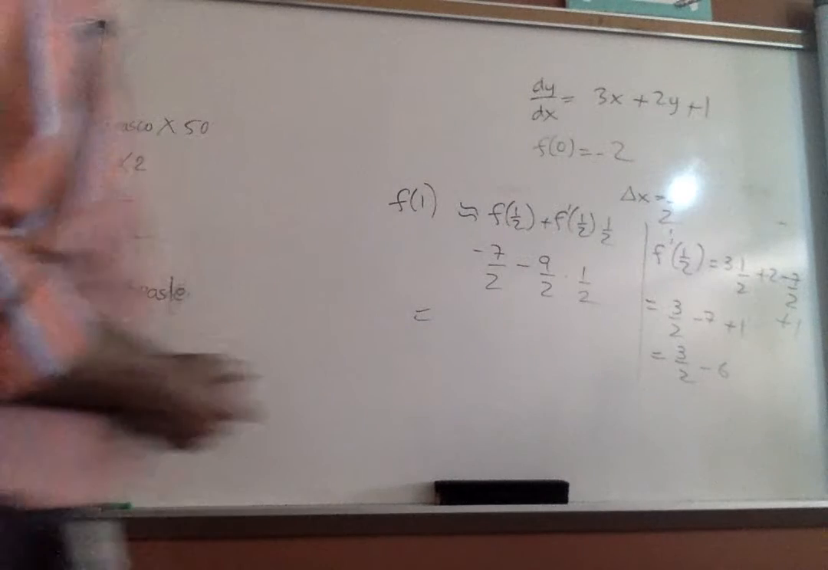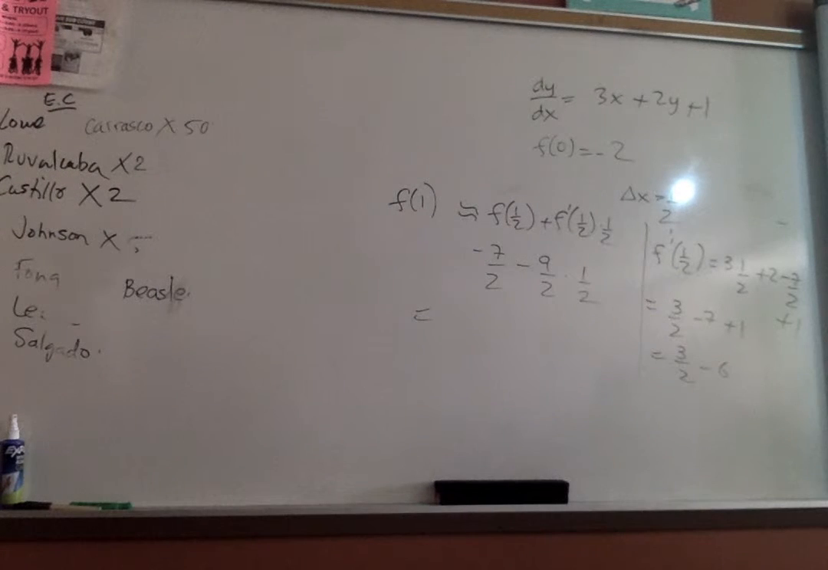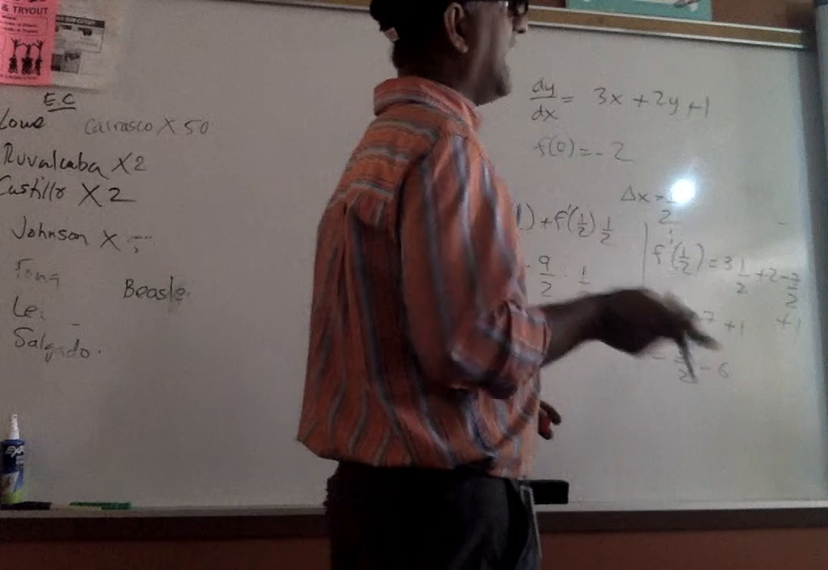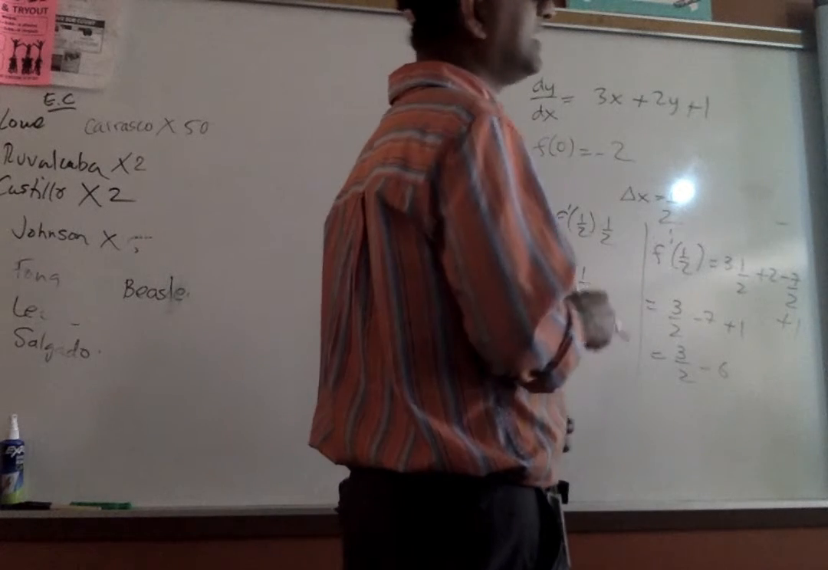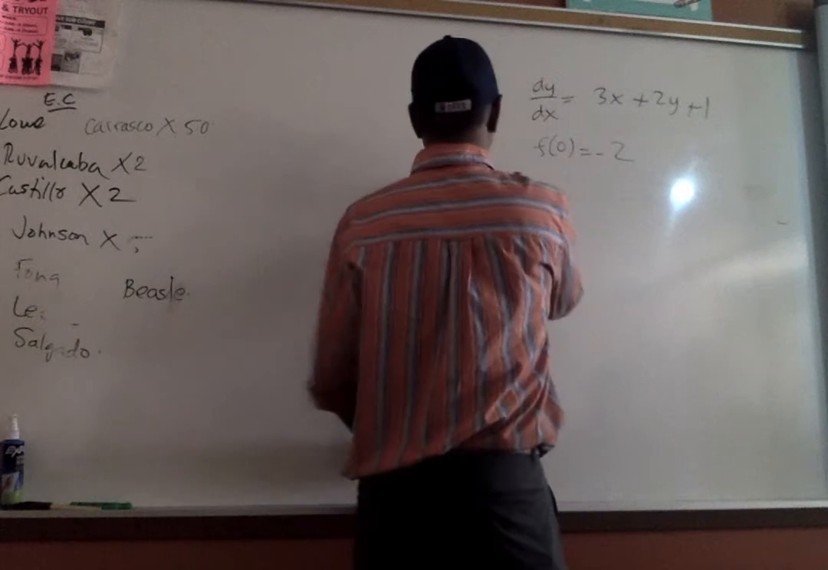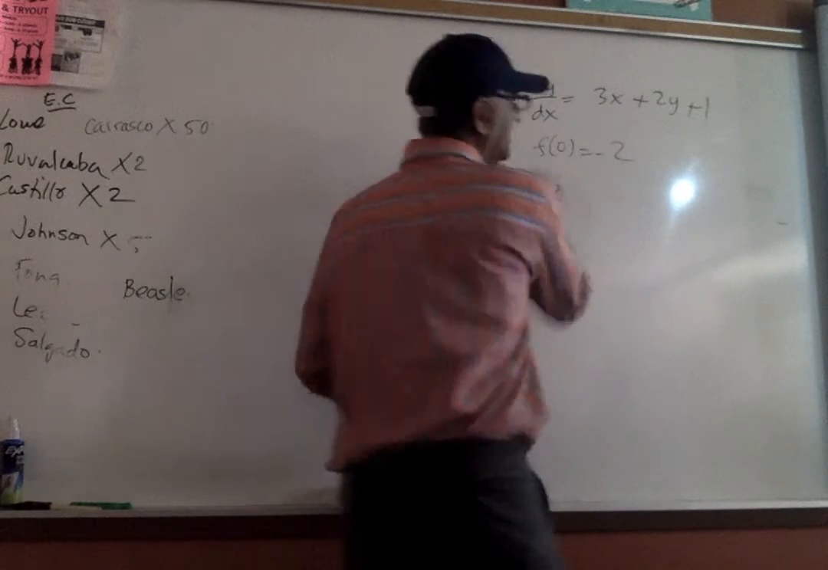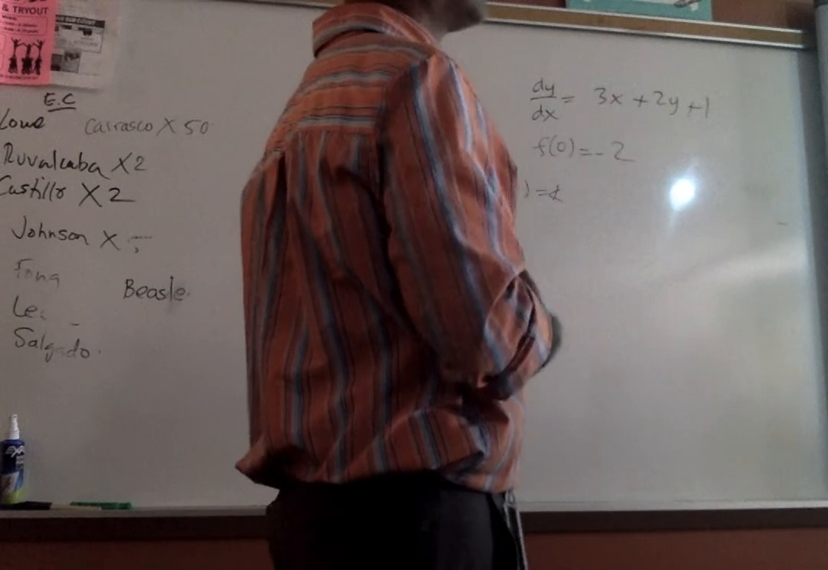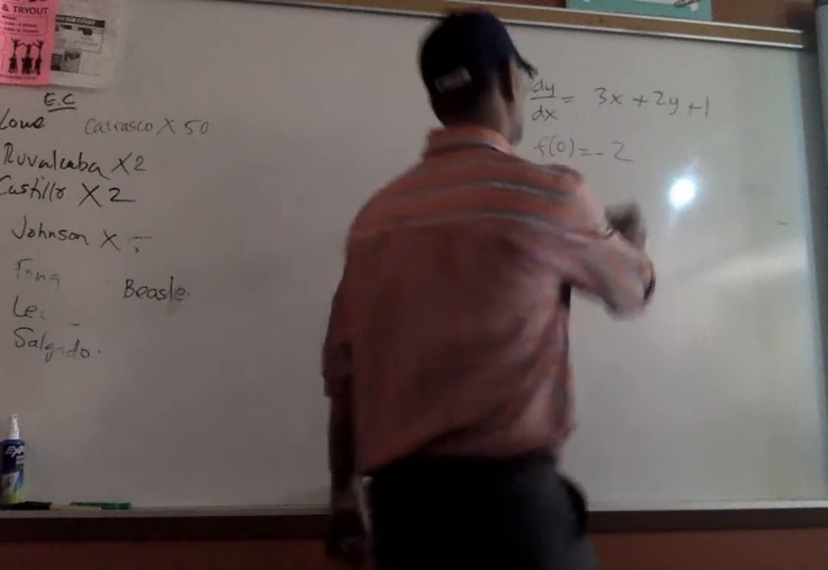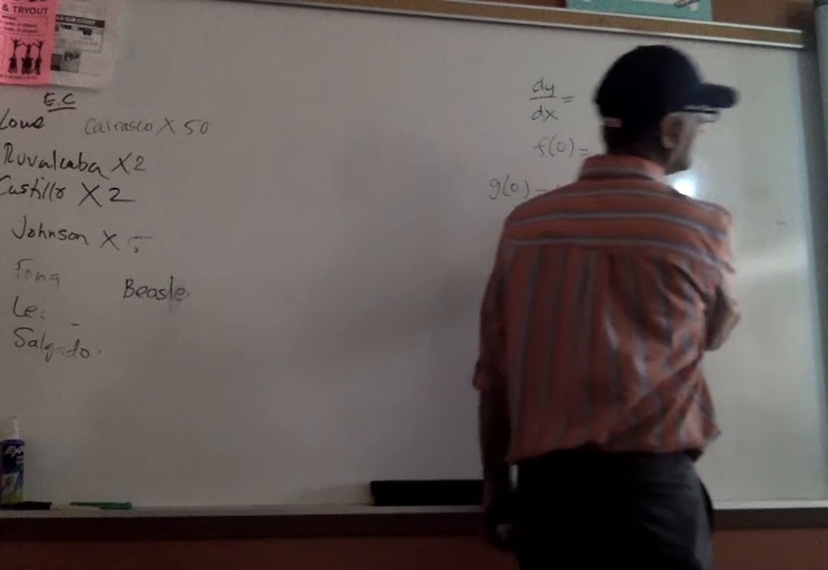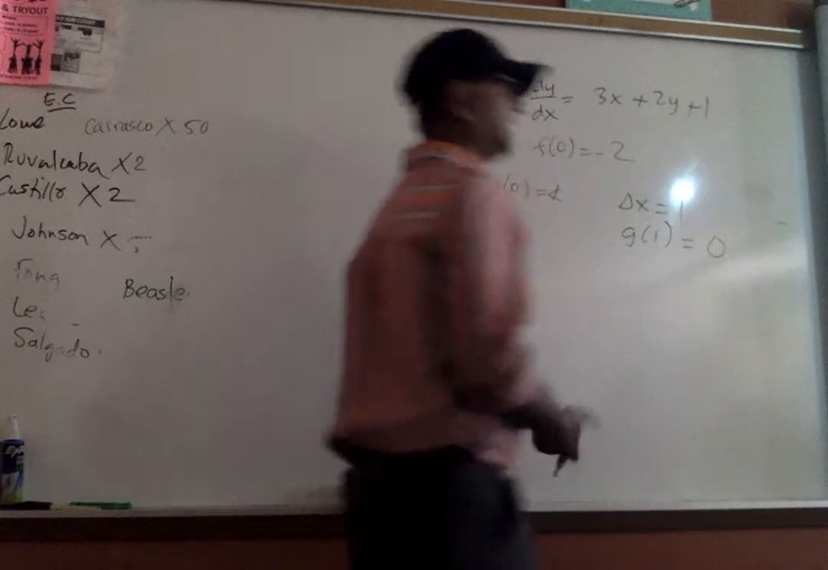We're doing D, please. Another one dedicated to Mr. Wynn. D says, let y equal to g of x be another solution to the differential equation with the initial condition g of 0 equals k, where k is a constant. Euler's method, starting at x equals 0 with a step size of 1, gives an approximation of g of 1 to be 0. Find the value of k.